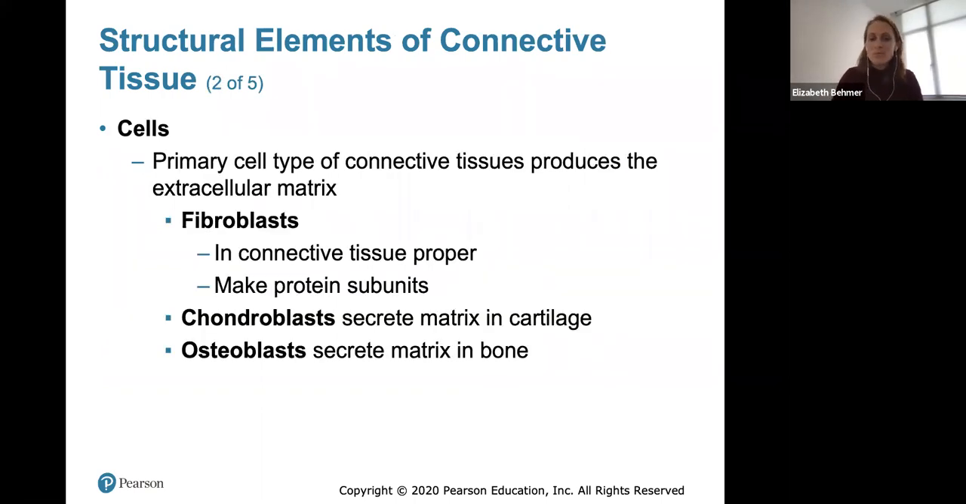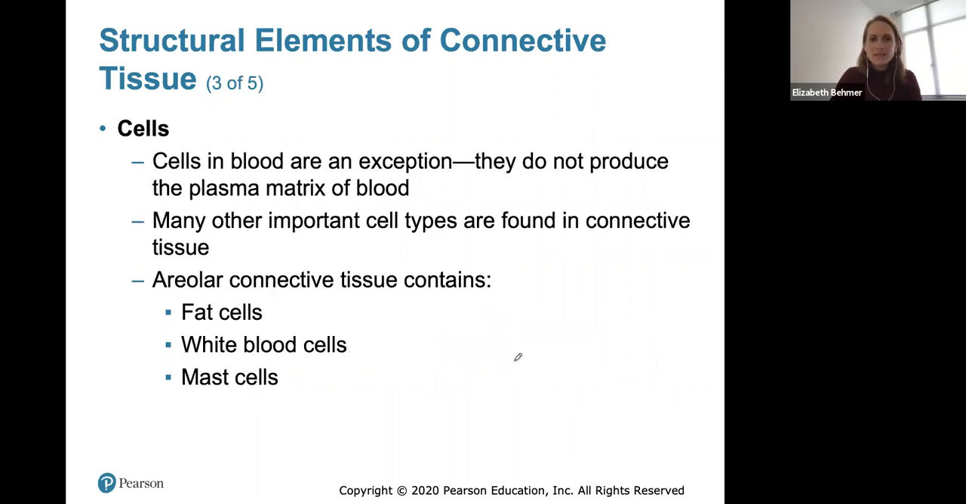The cells can be fibroblasts, which make protein subunits. These will be found in connective tissue proper. We have chondroblasts, which secrete matrix in cartilage, and osteoblasts, which secrete matrix in bone. The cells in the blood are an exception. They do not produce the plasma matrix of the blood. Many other important cell types can be found in connective tissue. Areolar connective tissue has fat cells, white blood cells, and mast cells.